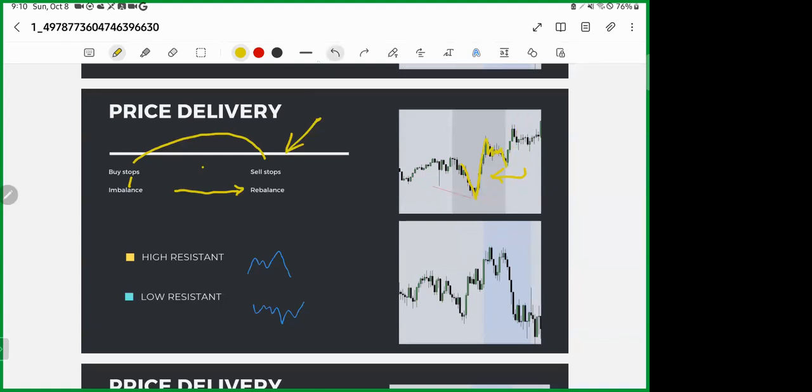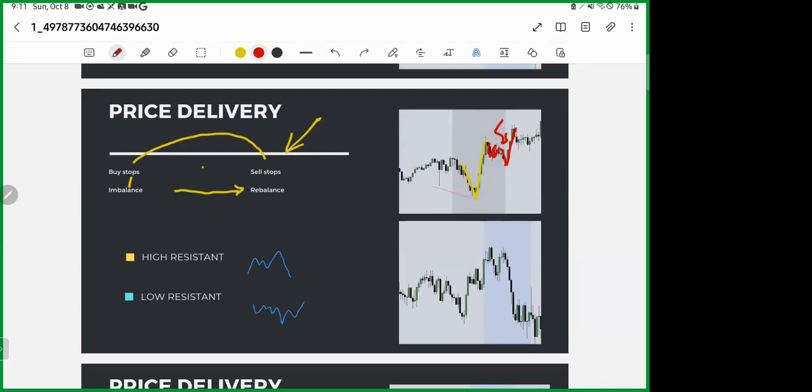What you should also see in this image is, if you look here, the same fractal plays out again. Price goes to sell stops, buy stops. There's your displacement within there, and it rebalances that range, and we continue again. The same fractal continuously prints throughout this market.